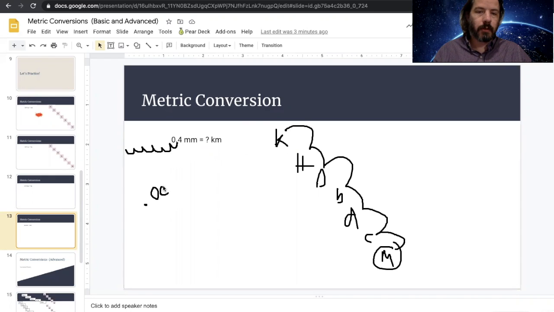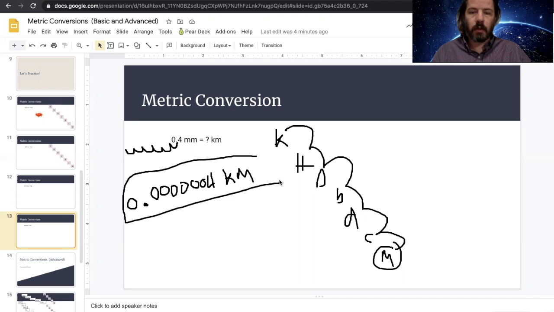So 0.0000004. Let's count places here. I've got the 4. There's 1, 2, 3, 4, 5, 6, 7, and a decimal. And I tend to put a 0 in front of the decimal. So that is in kilometers. Don't forget your units when you're doing this. Okay.